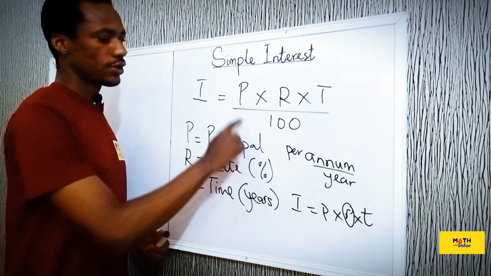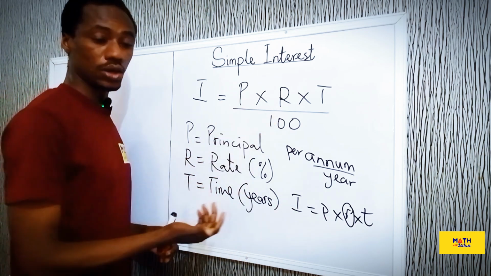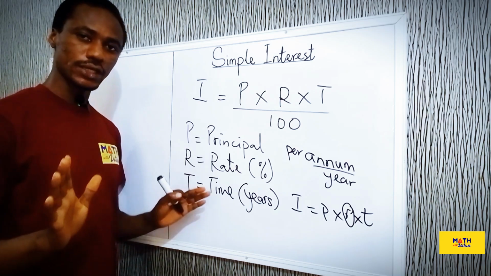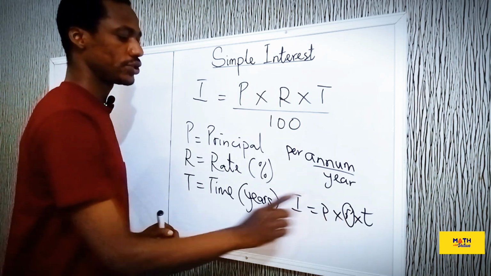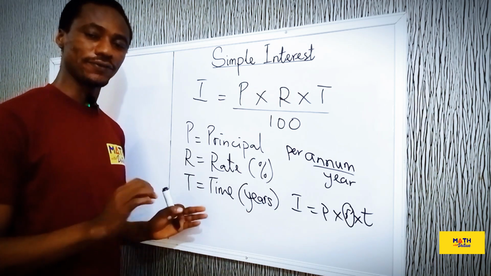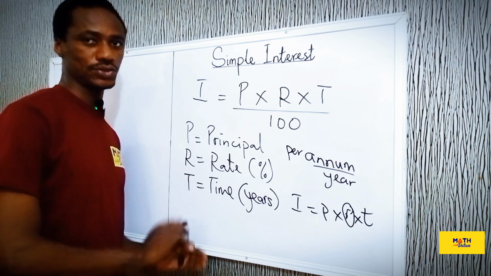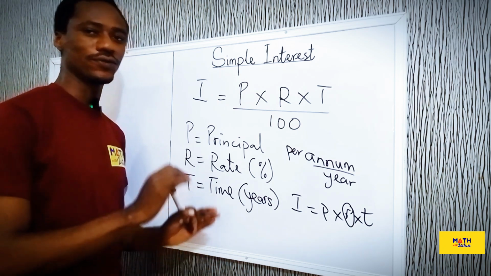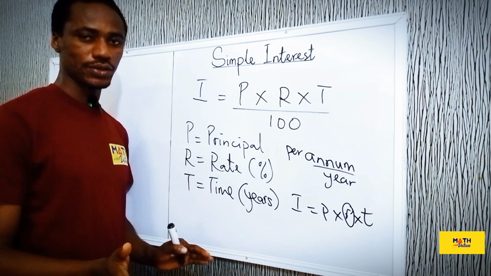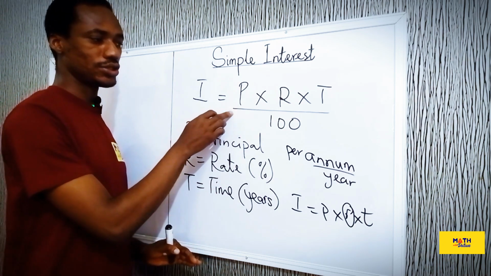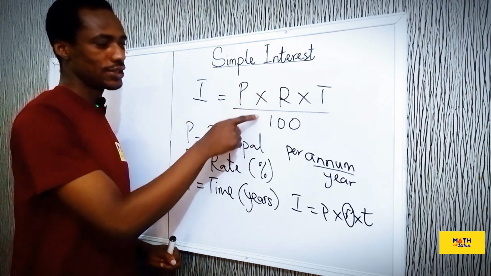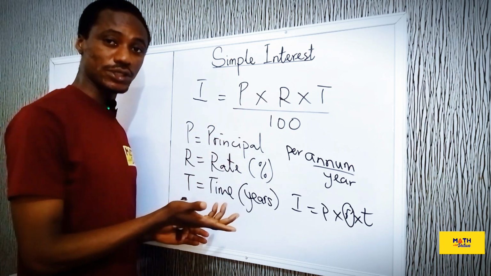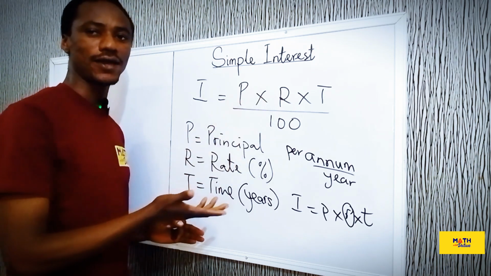But if you want to go with a formula without the 100, that means when you're writing your rates, you write them as fractions, converting the percentage to a fraction. So if it is 5%, you write it as 5 over 100. But in this case, you don't need to write your rate as a percentage. The 100 is already here.